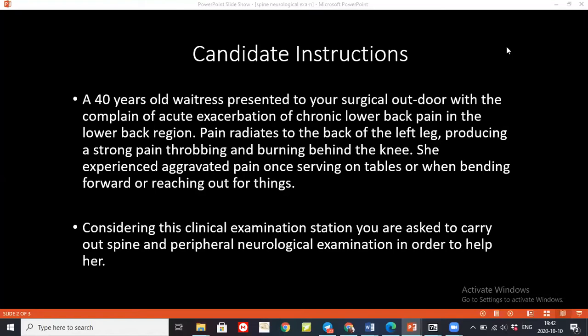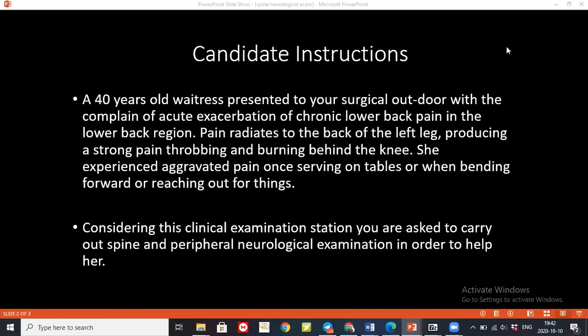Okay, and then the exposure: the patient should not be wearing anything other than shorts, and the position initially should be standing, and then according to the examination the position will vary. I will start with the inspection of the spine.